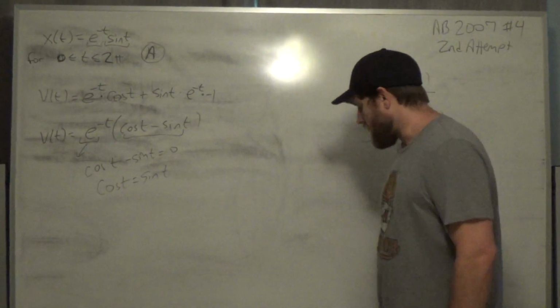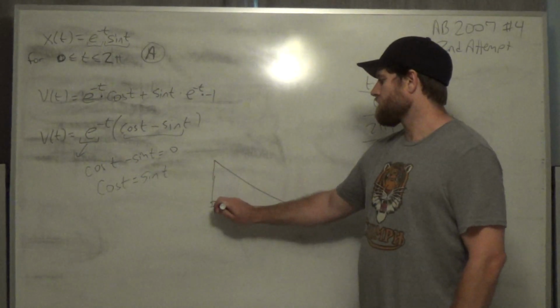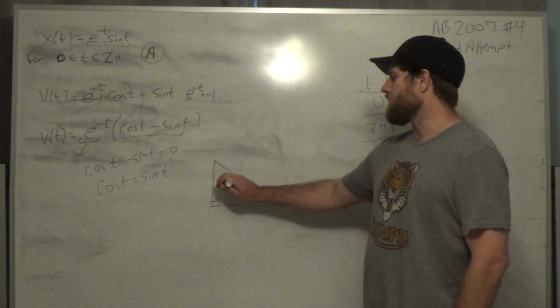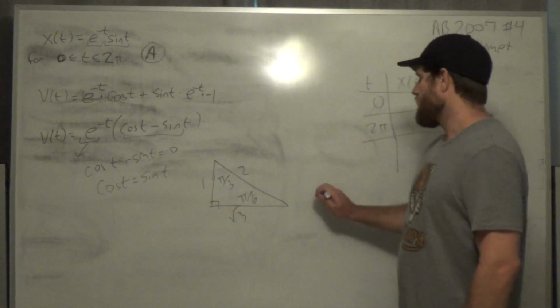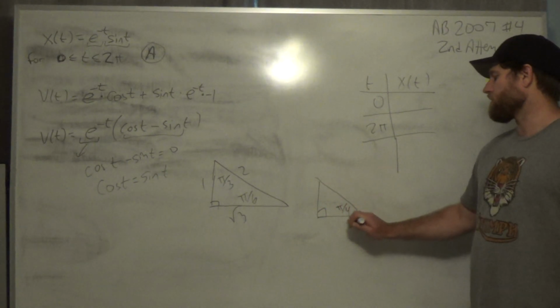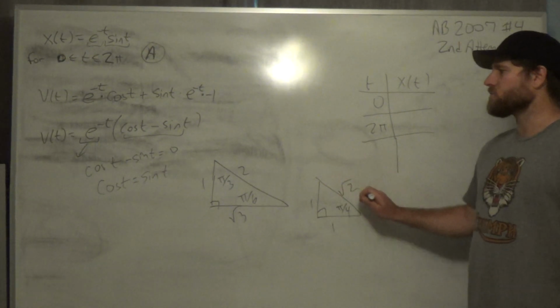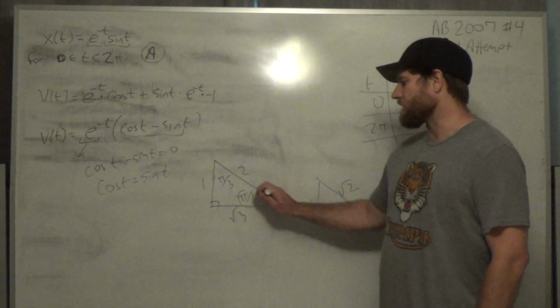And our two different triangles that they make us use on the AP exam, we have the pi over 6, pi over 3 triangle, which is 1, 2, radical 3. And we have our 45, 45, 90 triangle, our pi over 4 triangle, which is 1, 1, radical 2. Remember, sine is opposite over hypotenuse. So let's look at pi over 6.